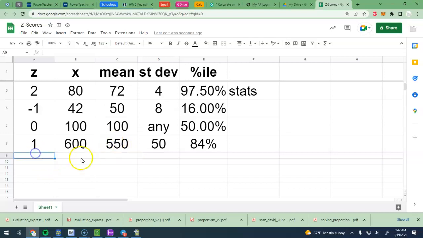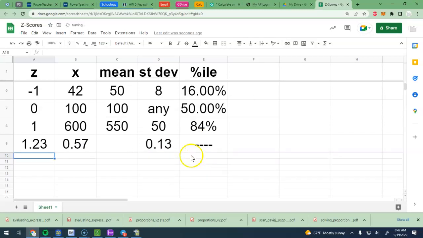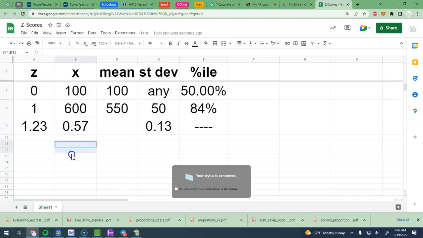Alright, cool. Let's say your z-score was 1.23, x is 0.57, your standard deviation is 0.13, and we're not going to be able to do the percentile for this one yet. We don't have those tools until tomorrow, so don't worry about that. Let's see if you can tell me the mean. I'm just making sure you can do the math formula if you need to.